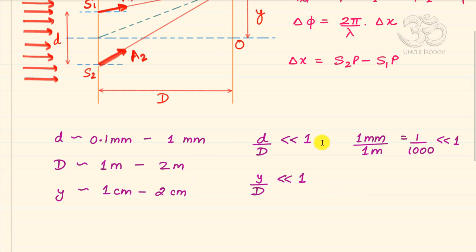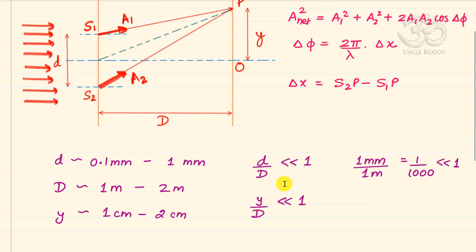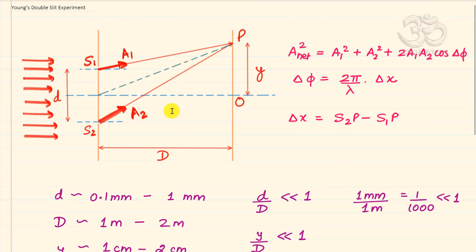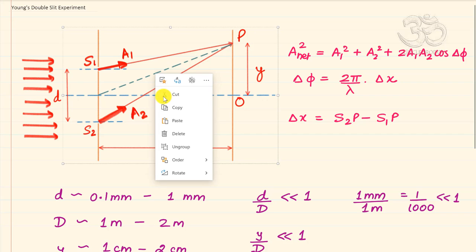So we will work with these assumptions, and under these assumptions there are now two different ways to figure out the value of S2P minus S1P. Let me show you the first one.